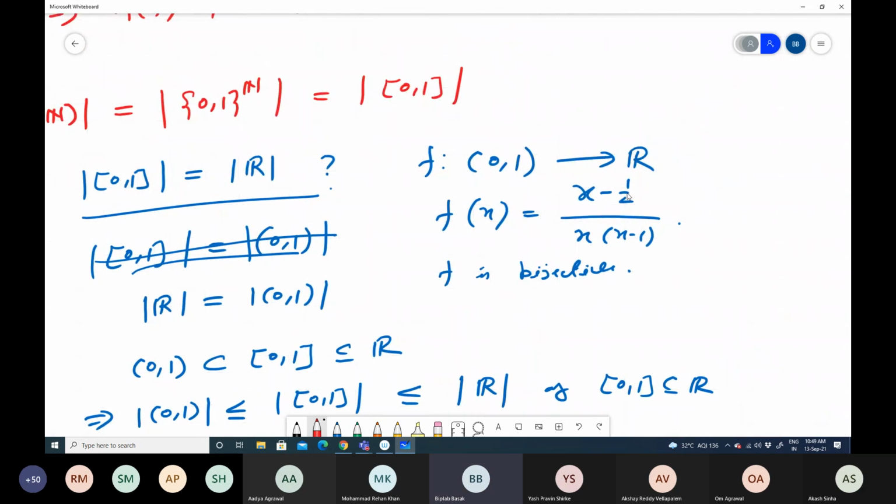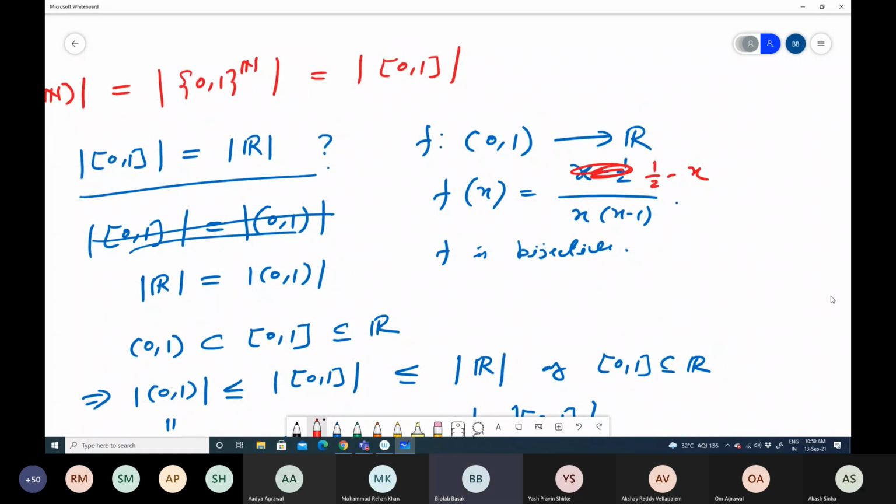Because intuitively it is clear. So at half it is going to 0, and at 1 it goes to some infinity. If you look at the curve, it is going from plus infinity to minus infinity. Or better to write, it is half minus x, then you will get minus infinity to infinity. Then actually the curve will be like this. I think this way. Something like that.